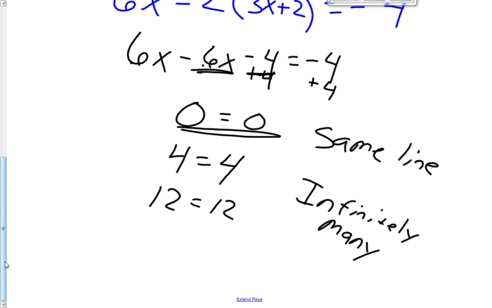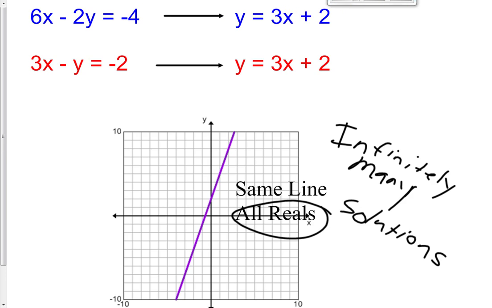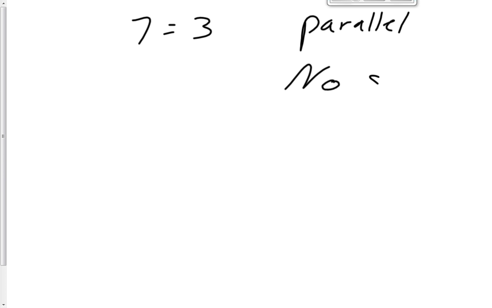Okay? In the same way, if you get a false statement, let's say you end up with your variables canceling out, and then you get 7 equals 3. That's a false statement. So if this ever happens, then the lines are parallel. And what happens with parallel lines? There is no solution. They do not intersect at all. So if you get a true statement, it's infinitely many solutions. If you end up with a false statement, something like this, then the answer is no solution.